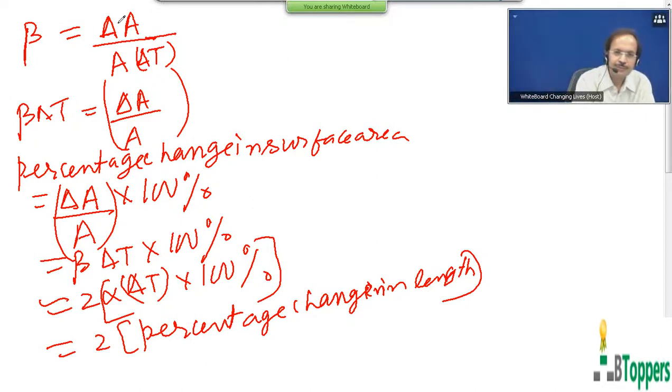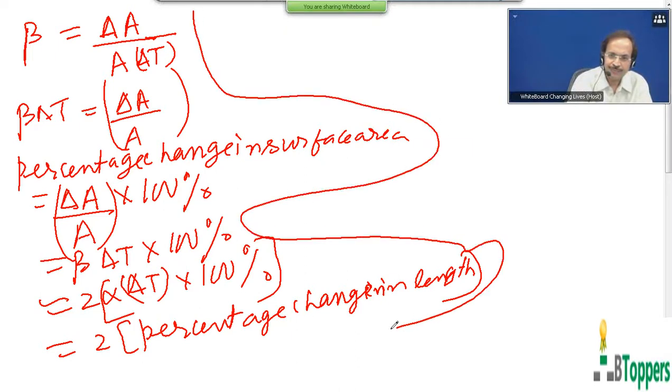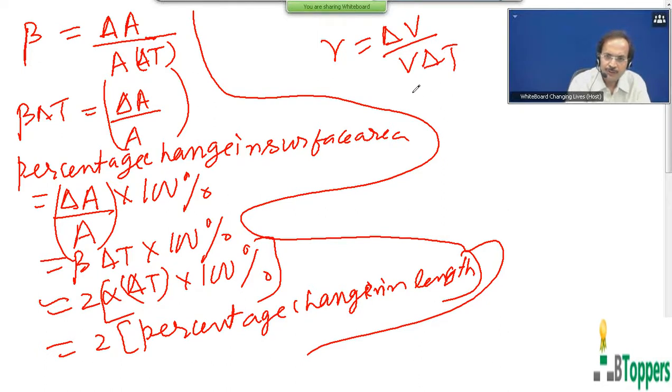In the same way, the coefficient of volume expansion of a solid can be written as gamma equal to delta V by V into delta T. So gamma into delta T can be written as delta V by V. V is the original volume of the solid, and delta V is the change in the volume of the solid when the temperature of the solid is changed by delta T.